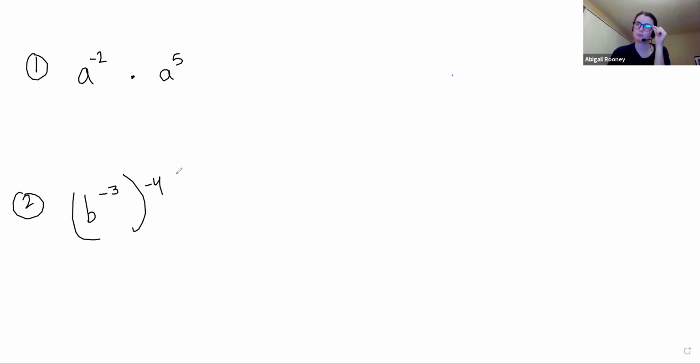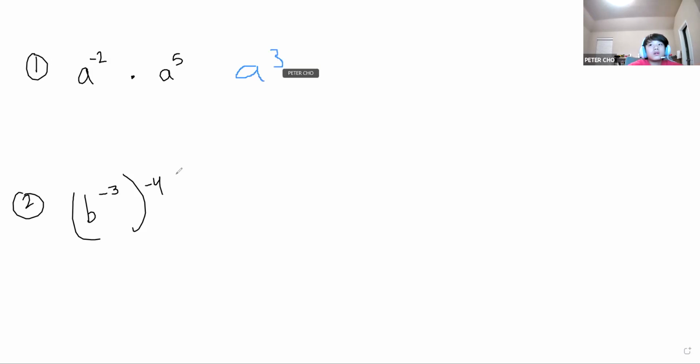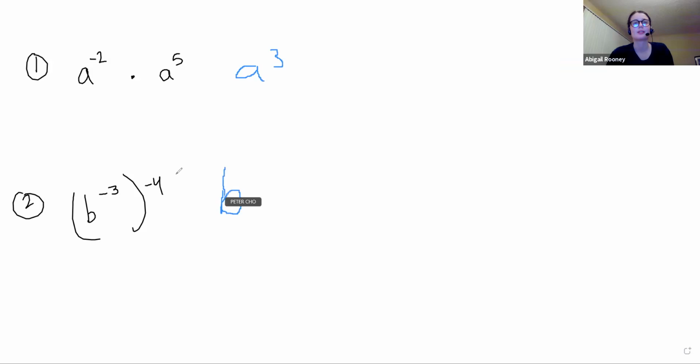Dot is multiply, right? Yeah, dot means multiply, which means we want to add our exponents together. A to the 3rd, perfect. Good job. Exactly right. Okay, your B is right. You got half of it done.